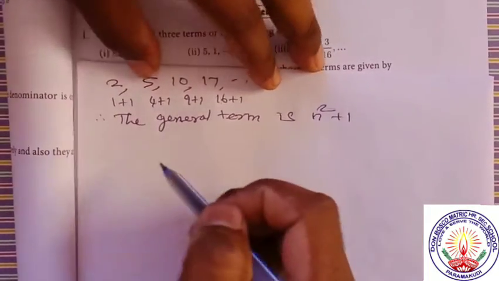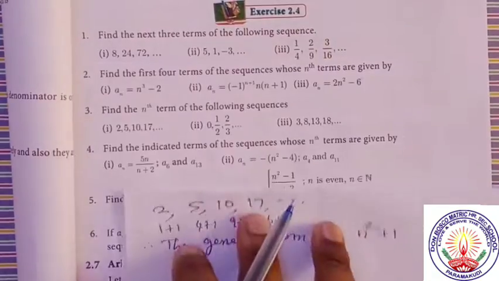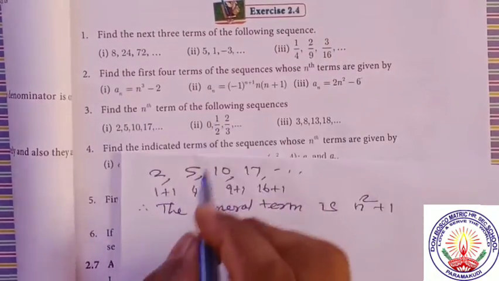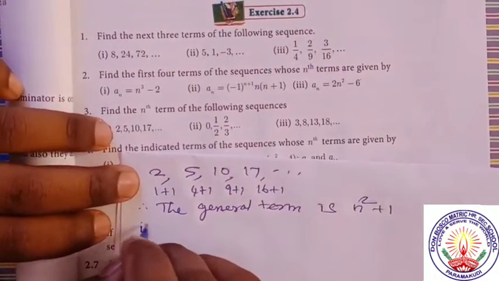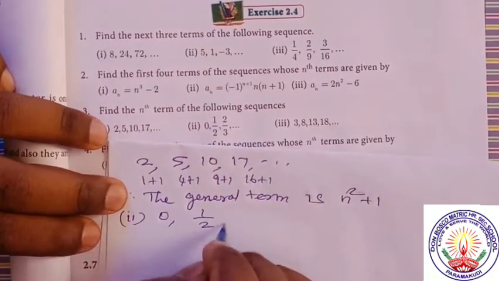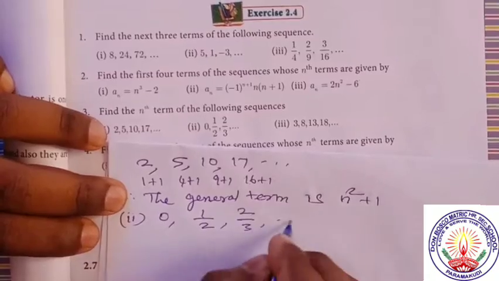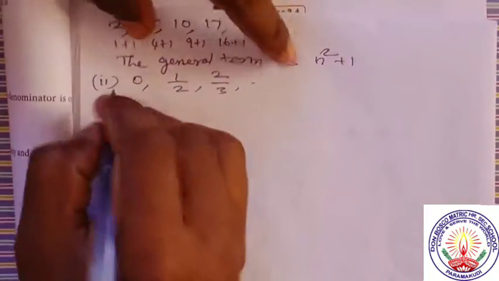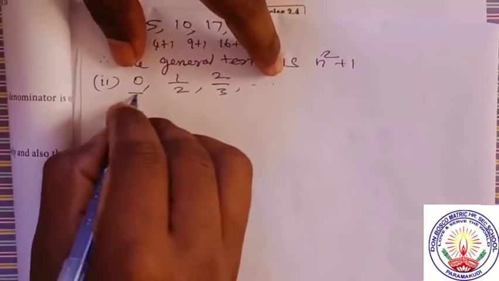You have to observe the pattern. That is the question. Second one, second subdivision. What is the question? Second one, 0, 1 by 2, 2 by 3, dot dot dot. 0, you can write 0 as 0 by 1.